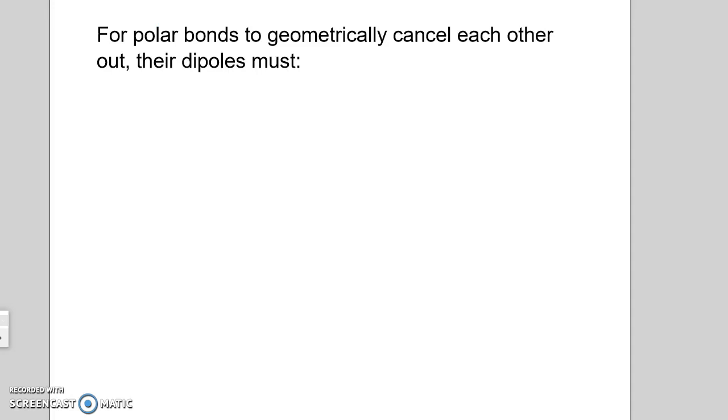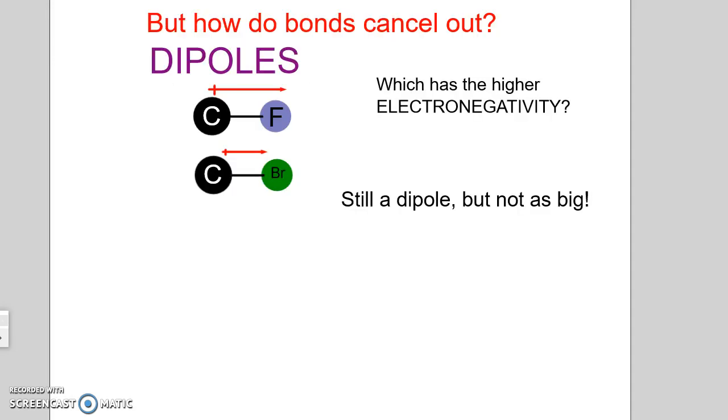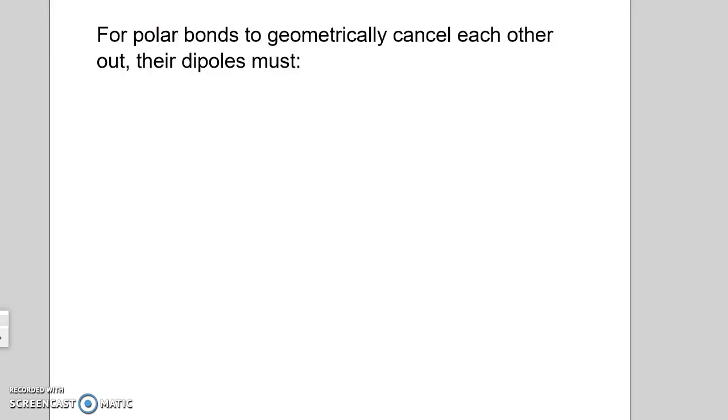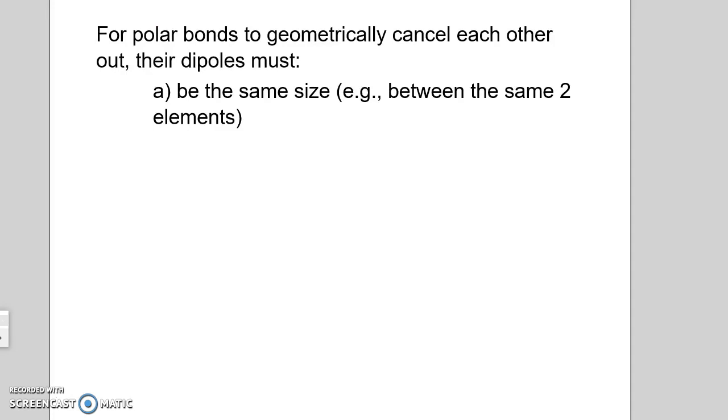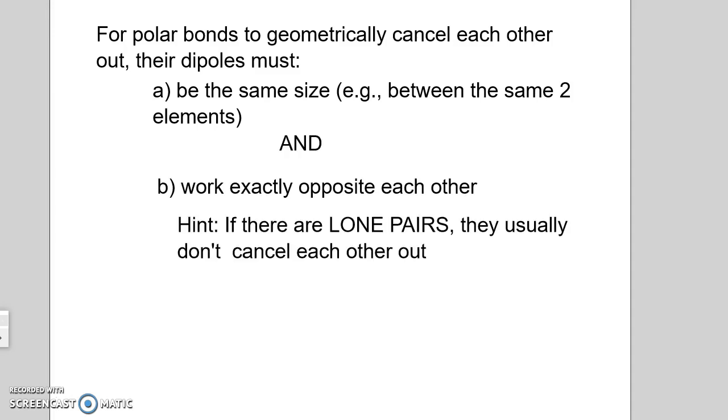So, in order for polar bonds to geometrically cancel, their dipoles must, A, be the same size. In other words, if we had a C-F versus a C-Br, they couldn't cancel each other out because those dipoles aren't the same size. In other words, the bond must be between the same two elements, and they must work exactly opposite each other. None of this makes a whole lot of sense until you actually start to see it explained, but here's a little hint. If there are lone pairs around the center atom, they usually don't cancel each other out. So lone pairs are an indication that they're probably not going to cancel each other out.